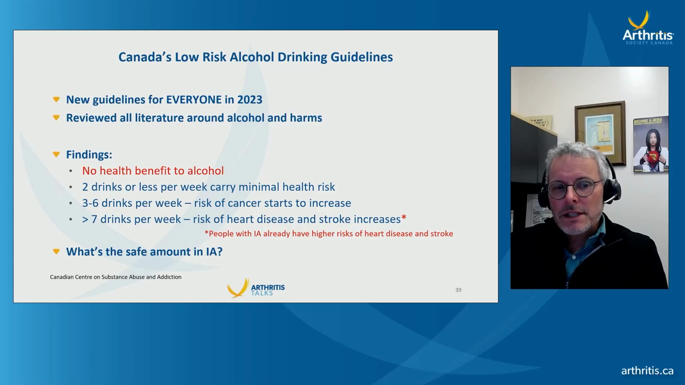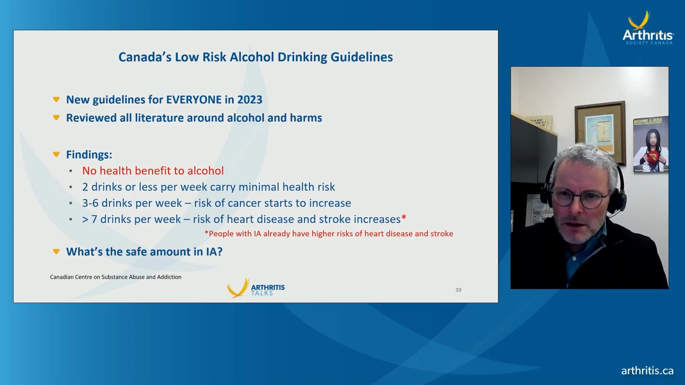But when you have 3 to 6 drinks per week, your risk starts to rise. The risk of cancer starts to increase, particularly at that level. And if you have more than 7 drinks per week, the risk of heart disease and stroke starts to rise. And we know that people who have inflammatory arthritis already have higher risks of heart disease and stroke.